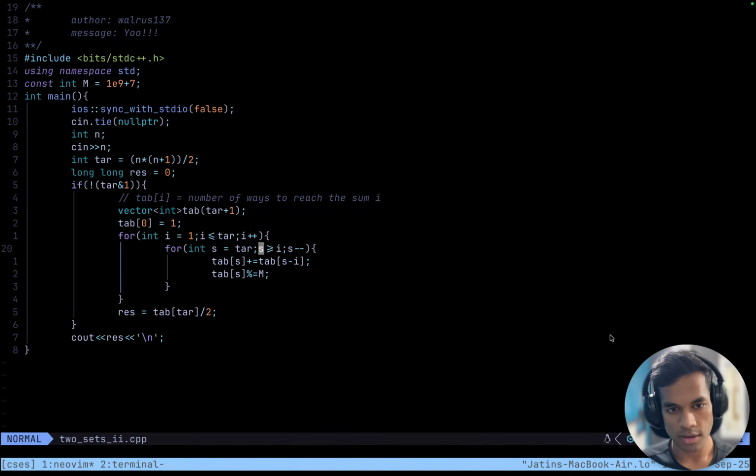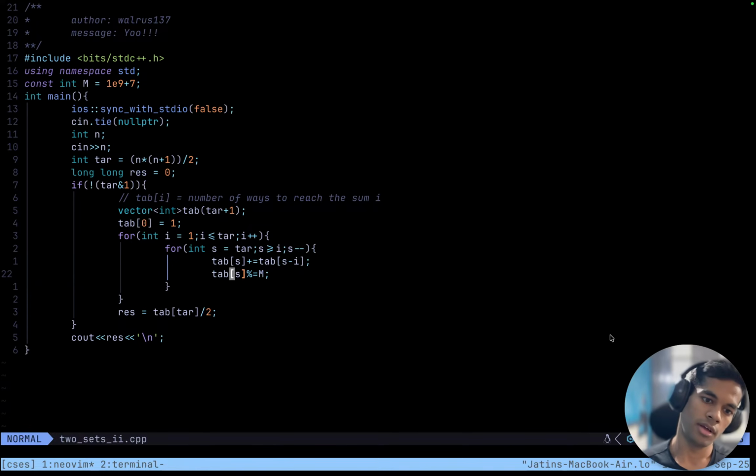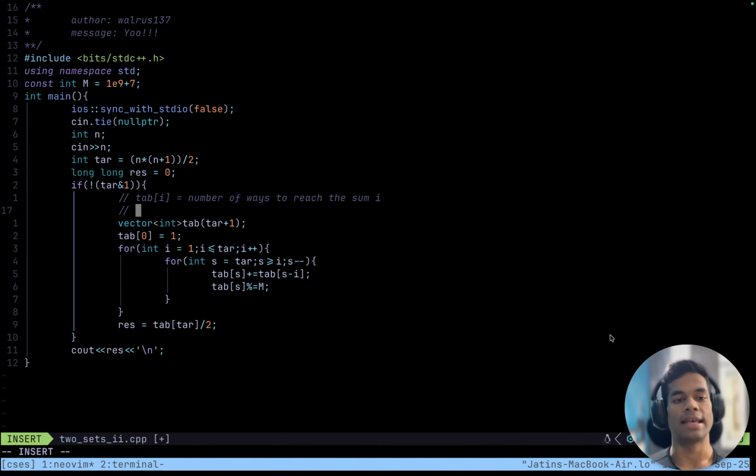Okay, we start with s equals target, the number of ways we can reach the target, and then we subsequently reduce the target by 1 every time. And we are also updating our table with the latest values. And then we are also updating the response to be equal to tab tar divided by 2. Yes, that is awesome. My bad, I am sorry.